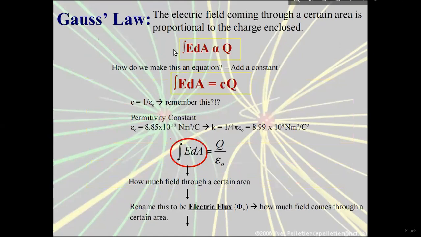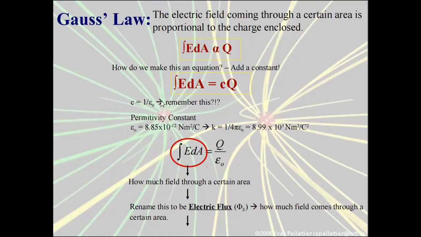So what is Gauss's law? The electric field coming through a certain area is proportional to the charge enclosed. That means the closed integral of the electric field E dotted with the small enclosed area dA is proportional to the total amount of charge in the Gaussian surface. How do we make this an equation? We have to remove this proportionality by using a proportionality constant, which can be denoted by small c, where we can choose c equal to 1 over epsilon naught.